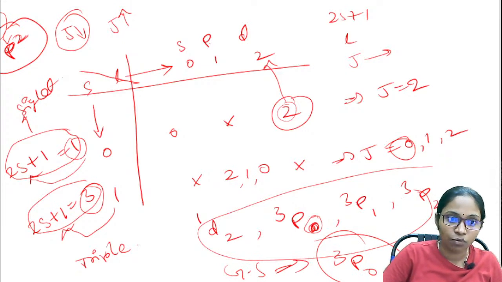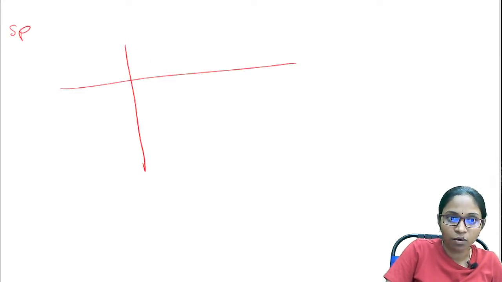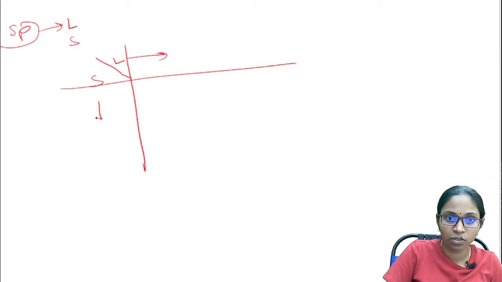This is for the equivalent case. Coming to the non-equivalent case, for example, I have an sp configuration, and you just find out the L value and S value. Then how to find out the J value? Using the same method, just find out the L value and J value.